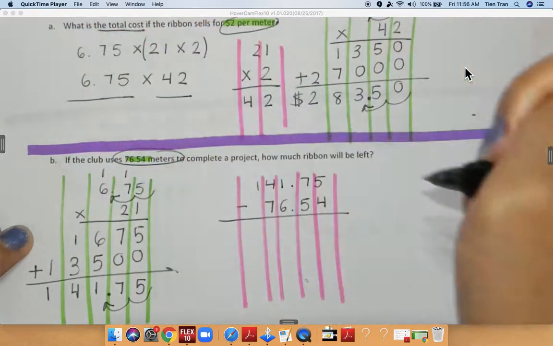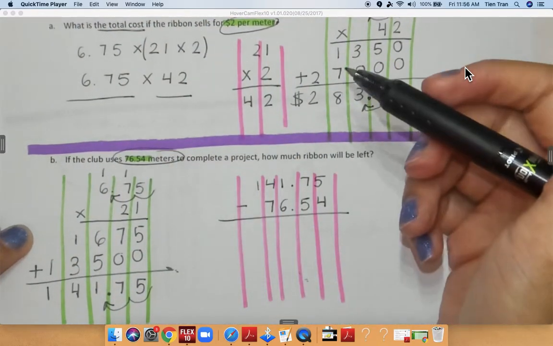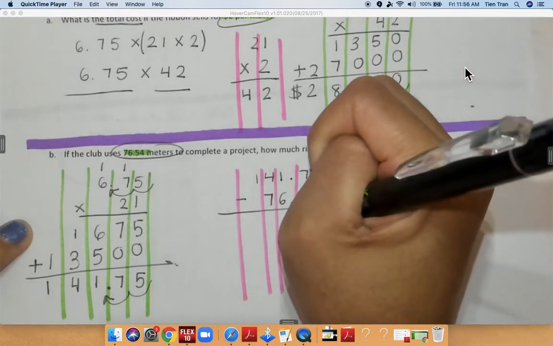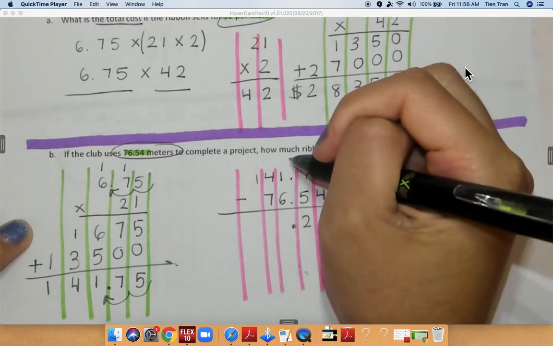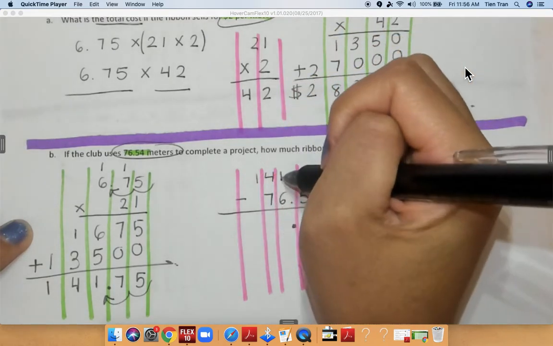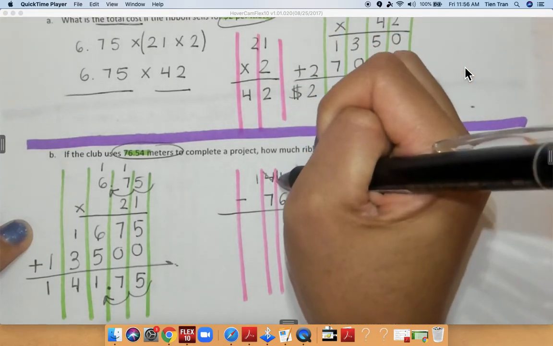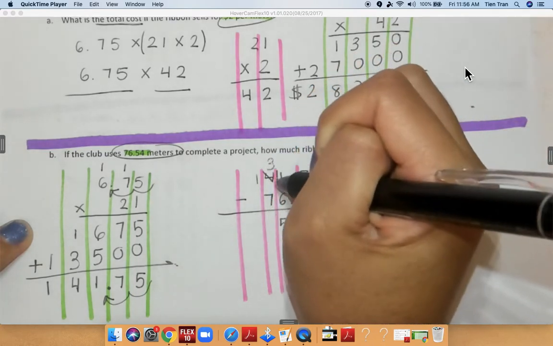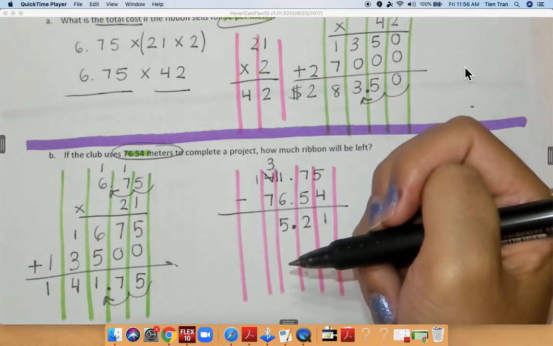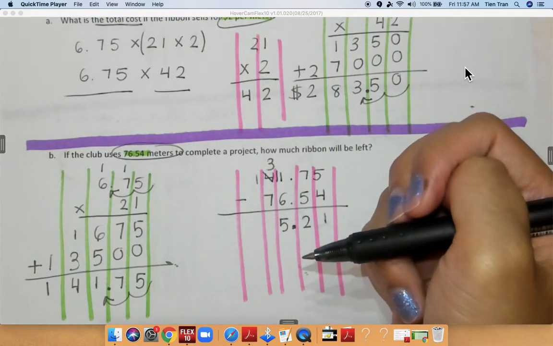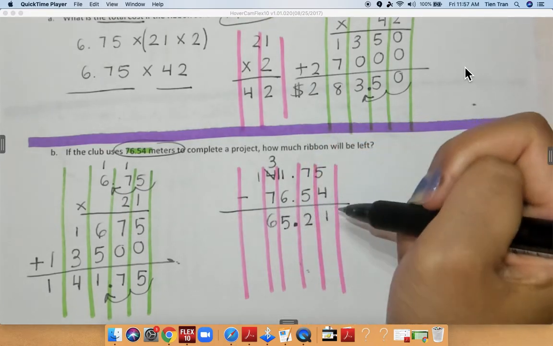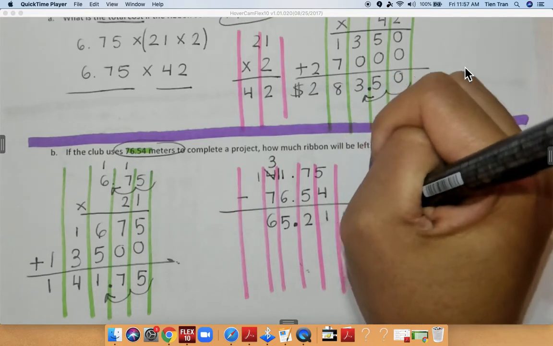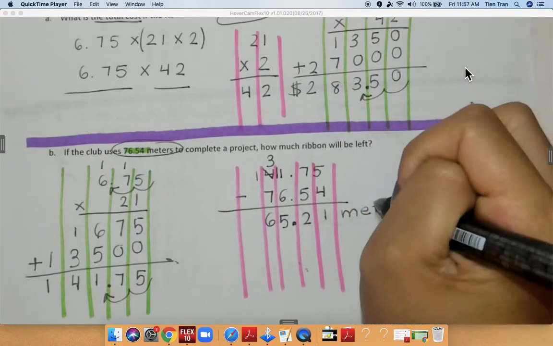This number right here for meters, because they're asking you how much ribbon is being left. So 5 minus 4 is 1, 7 minus 5 is 2. Bring down your decimal. Don't forget that when you're subtracting, you bring it right down. I cannot subtract 1 minus 6, so I'm going to regroup. 11 minus 6 is equal to 5. 4 changes to a 3. 13 minus 7 is what I have. So my final answer is 65.21 meters. And that is my final answer.